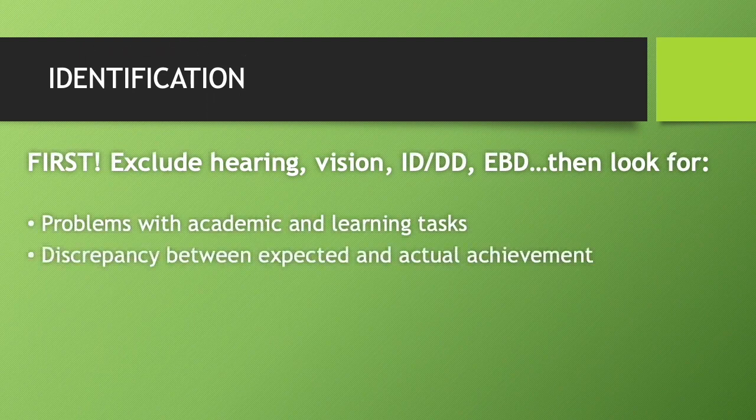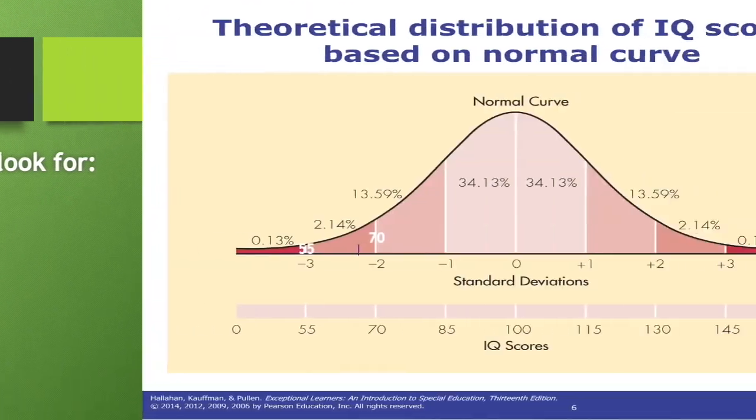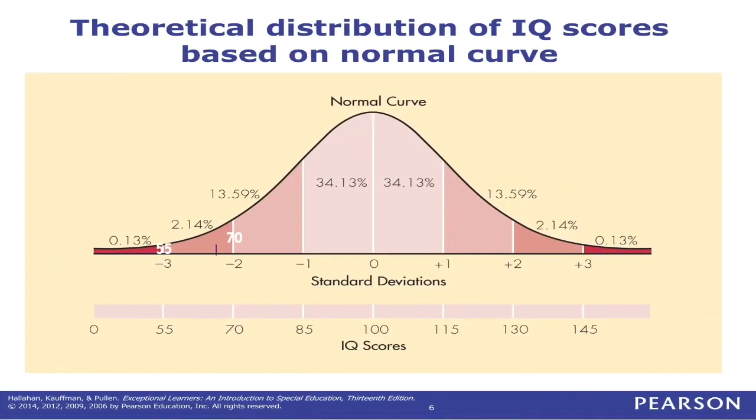Before seeking a diagnosis of learning disability, be sure to exclude hearing or vision impairment, intellectual disabilities, developmental delays, or emotional behavioral disorder. Then start looking for problems with academic or learning tasks, discrepancies between expected and actual achievement, and disorder in basic psychological processing. Let's take a brief look at a normal curve for IQ scores.